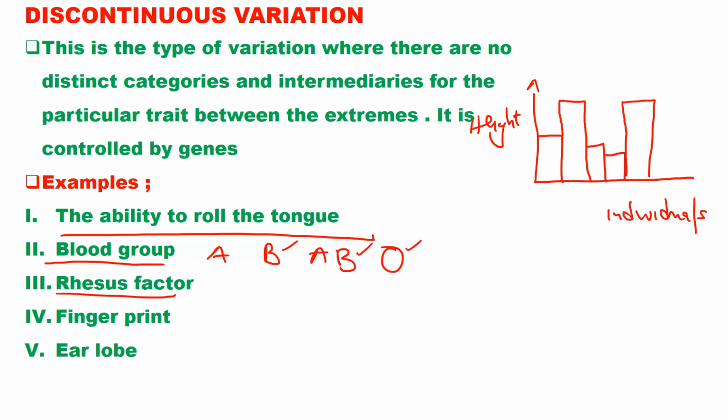Then rhesus factor is either positive or negative. Then fingerprint, you have your specific fingerprint. Then we can talk of earlobe. So these are some of the characteristics that show discontinuous variation. All right, so that is what I wanted us to look at in the first part. Going forward, we are going to look at cell division, then some other parts of the topic. Otherwise, for today, we can end here.